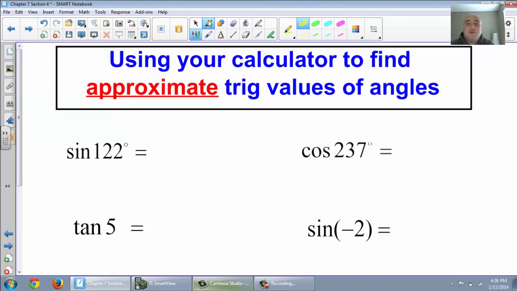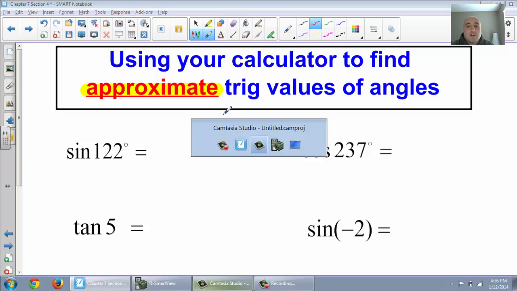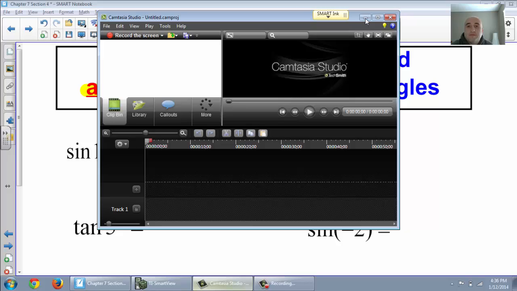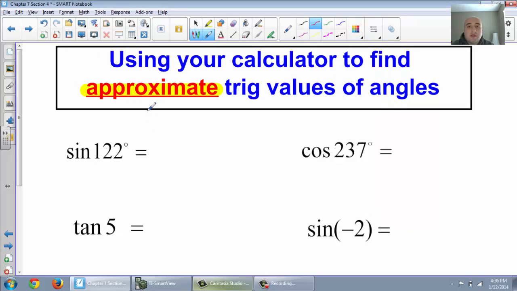All right, first thing we're going to do is figure out how to find approximate trig values of angles. Now, approximate means you're going to use your calculator. So if the book says to find approximate values, then you're just going to use your calculator. These are super simple. The first one says sine of 122 degrees.